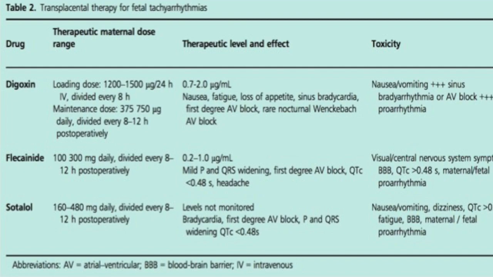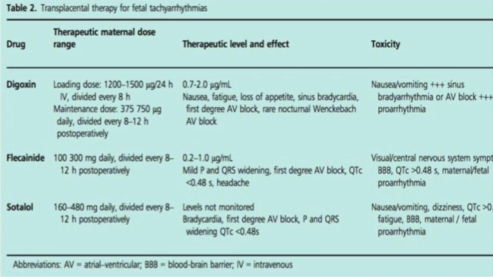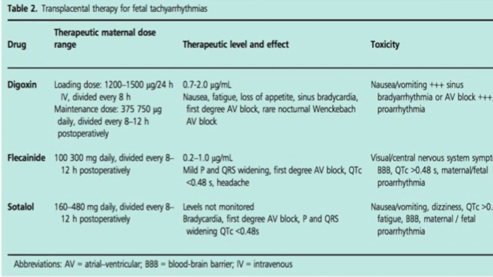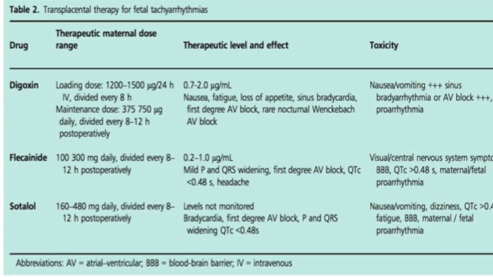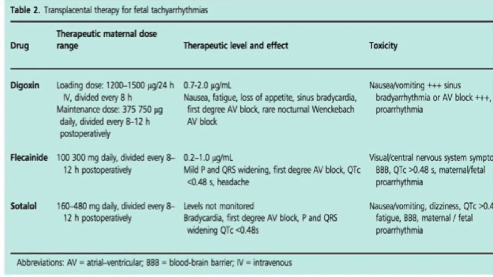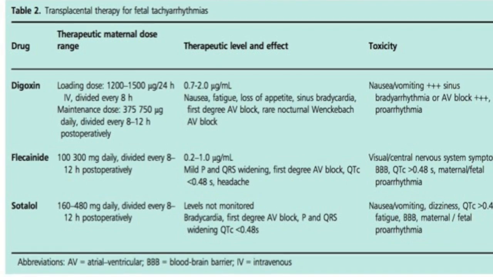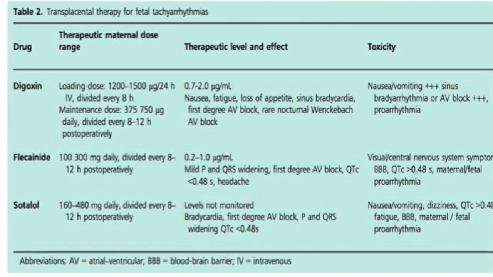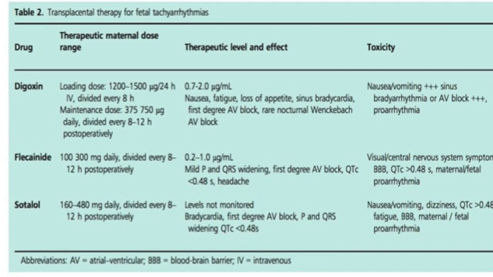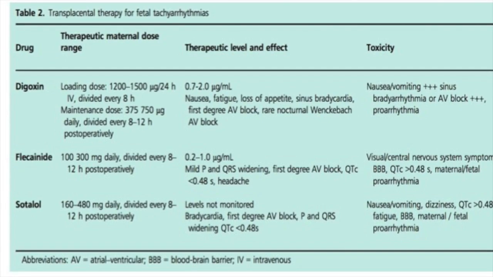Okay, this then gets us on to another green table, transplacental therapy for fetal tachyarrhythmias. This table talks about different drugs, therapeutic maternal dose range, therapeutic level and effect, and toxicity. The first drug is digoxin. The loading dose is 1200 to 1500 micrograms in 24 hours IV, divided every 8 hours. Maintenance dose is 375 to 750 micrograms daily, divided every 8 to 12 hours post-operatively. Therapeutic level is 0.7 to 2.0 micrograms per milliliter.